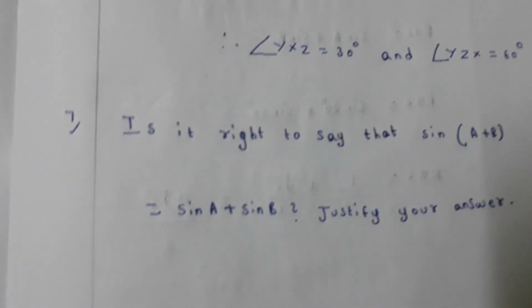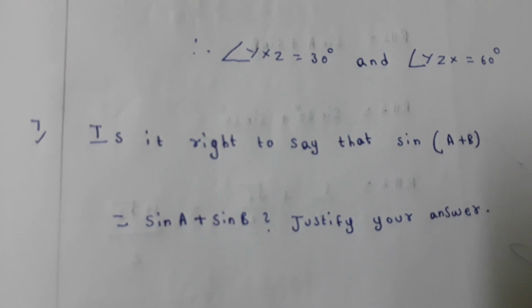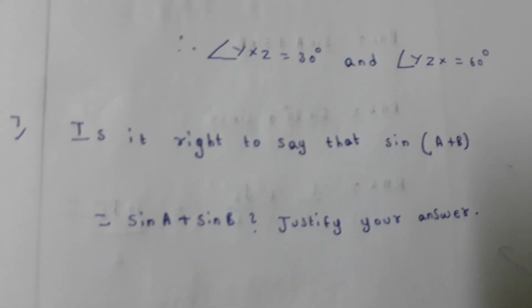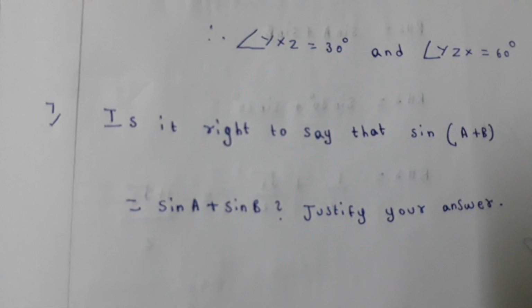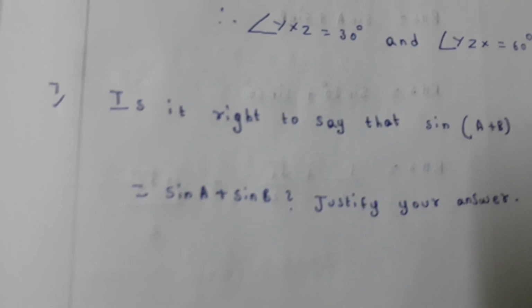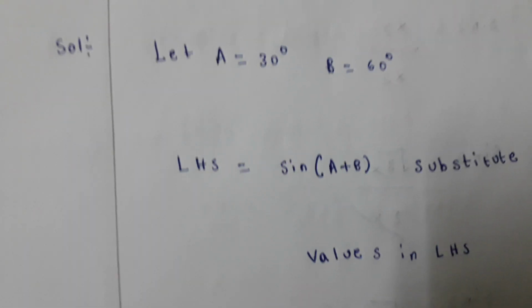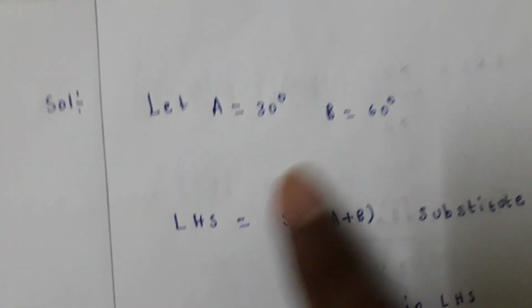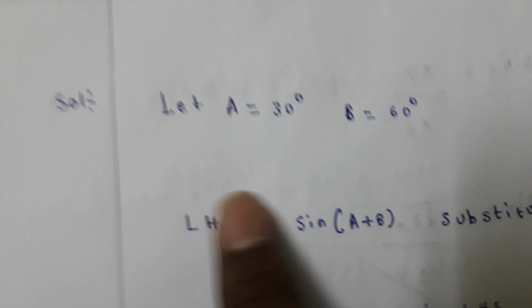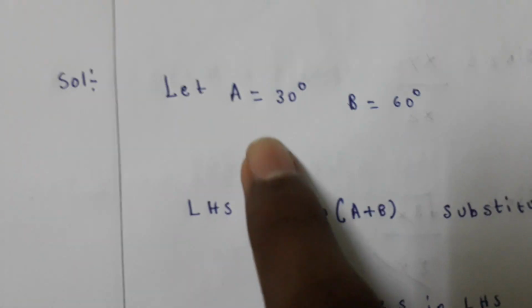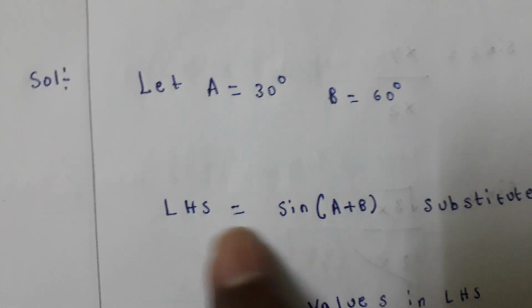Now let us discuss the seventh problem. In the seventh problem, he is asking whether it is right to say that sine of a plus b is equal to sine a plus sine b. If yes, we have to justify our answer. So let us start our problem. Take some values. I took a is equal to 30 and b is equal to 60.